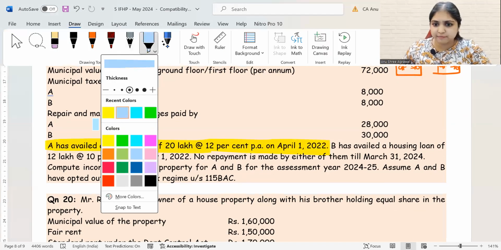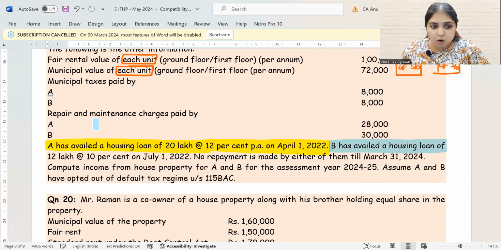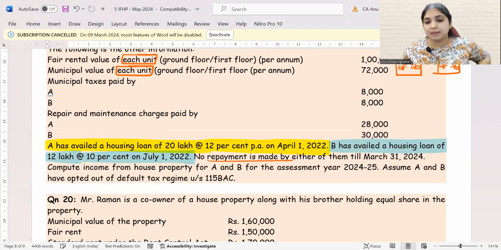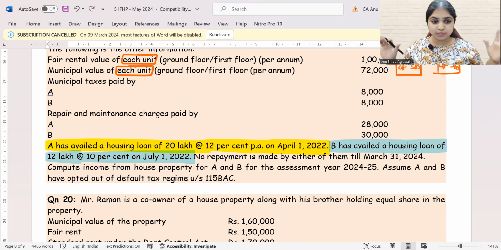Okay, loan information they have given. B has availed a housing loan of 12 lakh at 10% on 1st July 2022. So for both of them, loan information they have given. No repayment is made by either of them till 31st March 2024, which indicates the whole loan is fully outstanding.